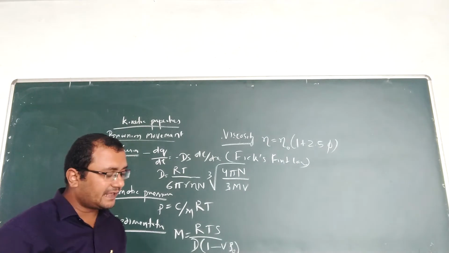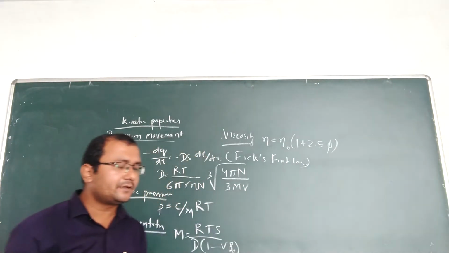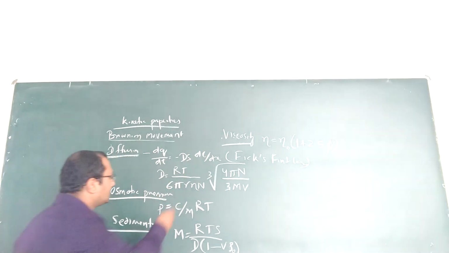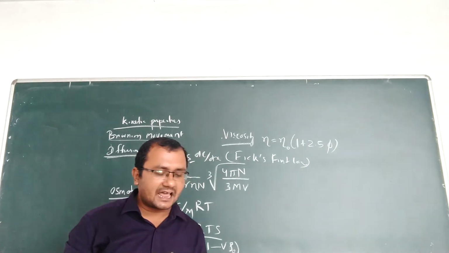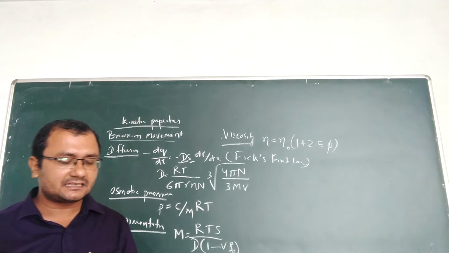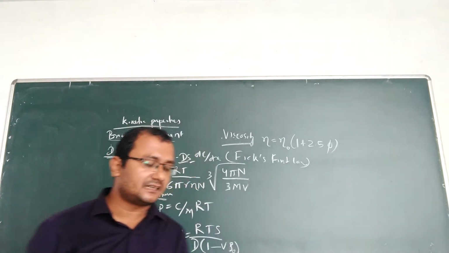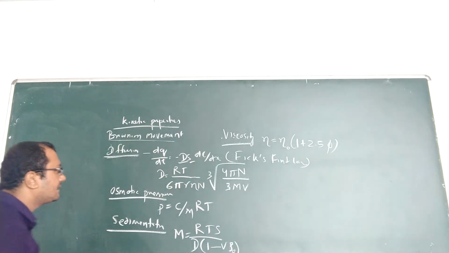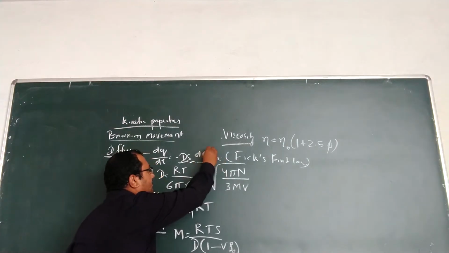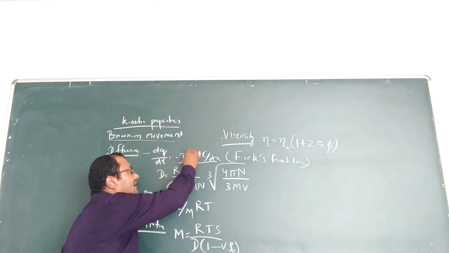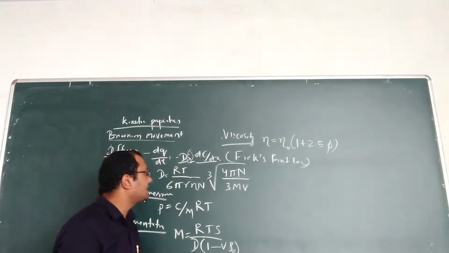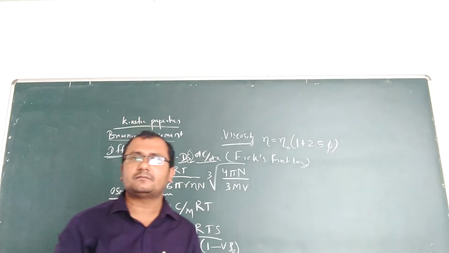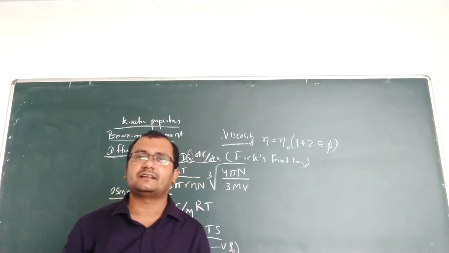D is the diffusion coefficient. S is the area, and the diffusion occurs under the influence of the concentration gradient dC/dx. So dC/dx is the concentration gradient, and the area across which diffusion occurs is S. This dC/dx is the most important factor here, as it is the concentration gradient.